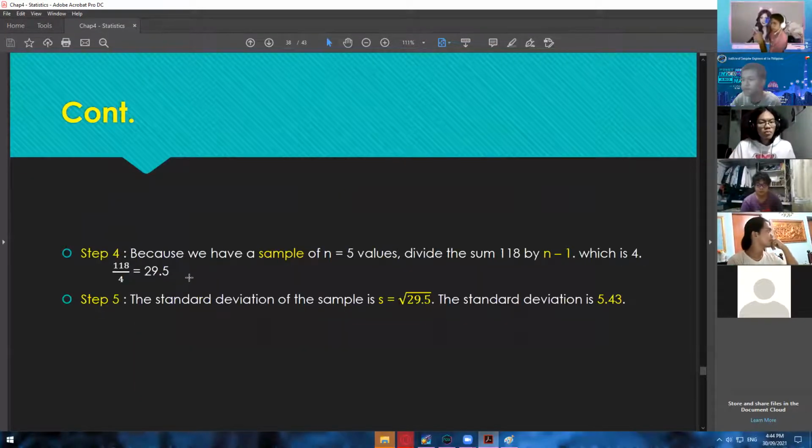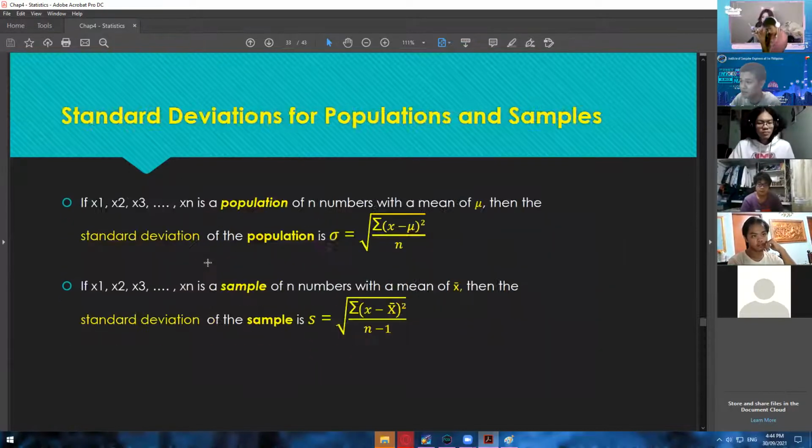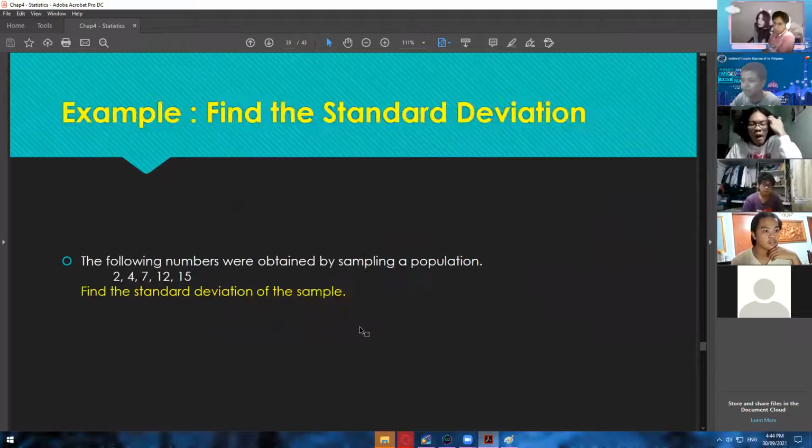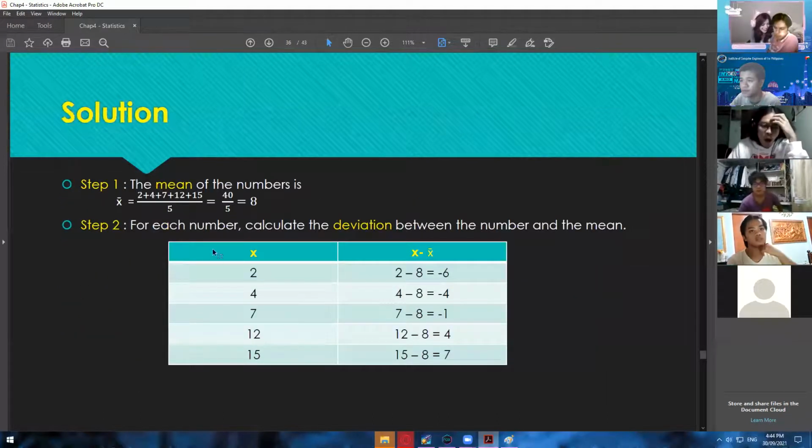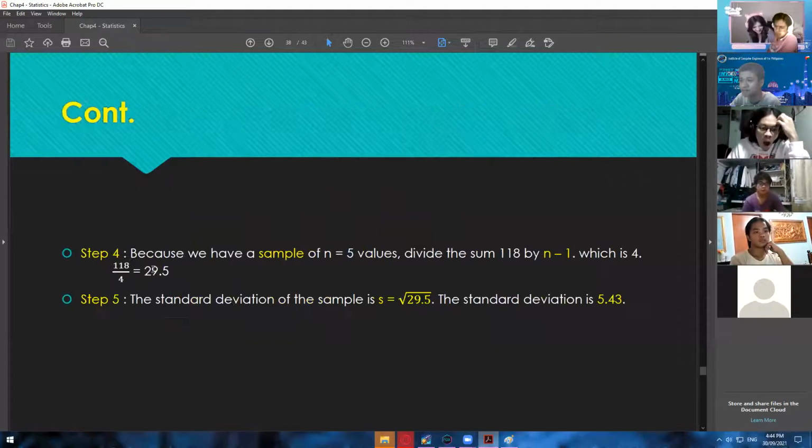And then step number 4, because we have a sample, this is now where we need to use this s right here. Okay, s is equal to the summation of (x minus x bar) squared divided by n minus 1. So of course we have to use that formula. I wasn't able to show the computation of that one, but we have to divide that by n minus 1.